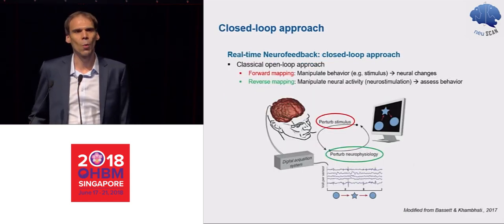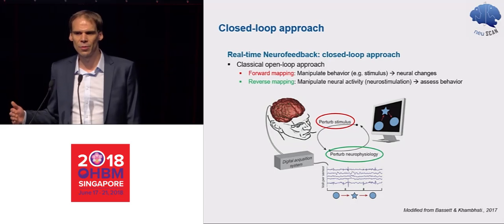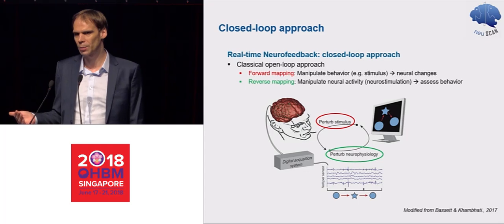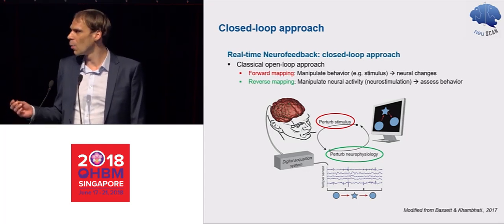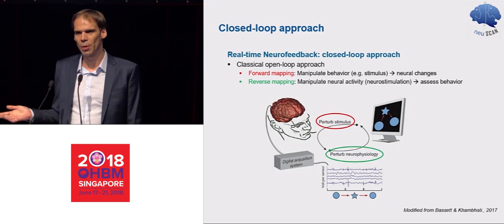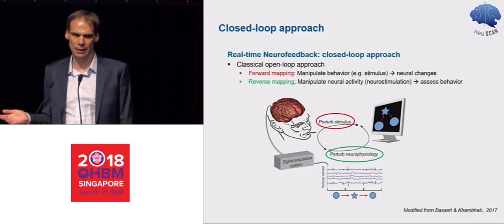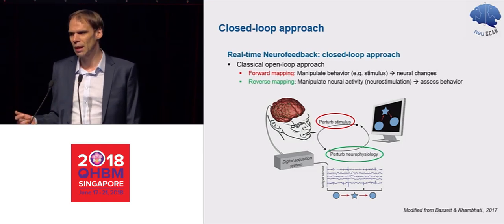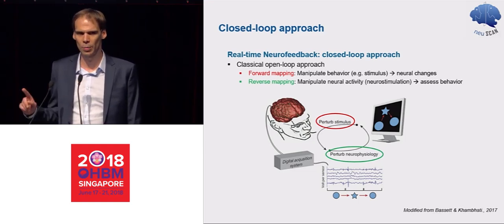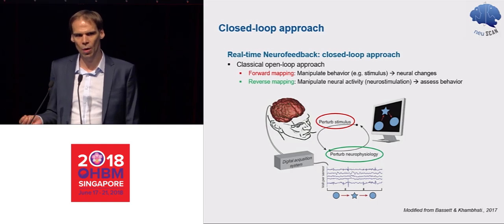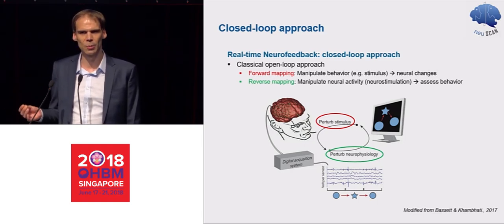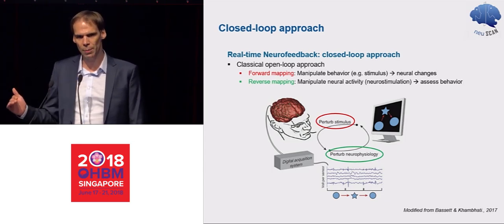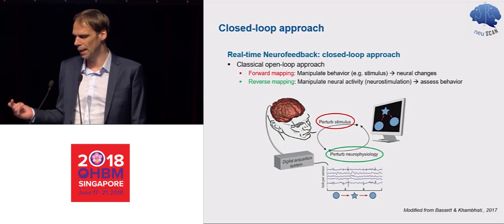What we're usually looking at is forward inference, that is, we change either the stimulus or the behavior and then look at corresponding changes in the brain, or we try to change the brain by using pharmacological modulators or maybe TMS, and then look at how this changes behavior. Real-time neurofeedback now allows us to close the loop, to have a dynamic view on the very fine interaction between behavior and corresponding changes in the brain. This is not just a one-way approach, but allows us to sample the entire loop.